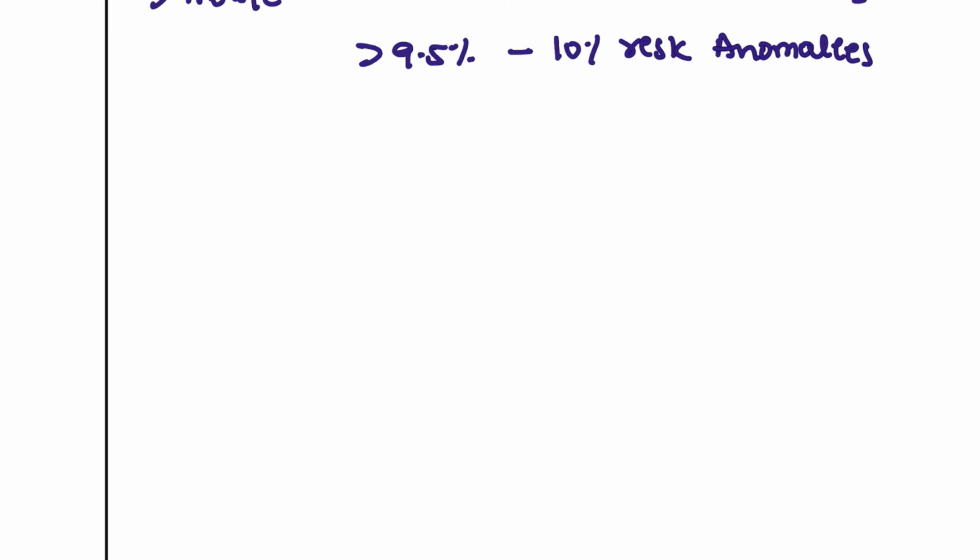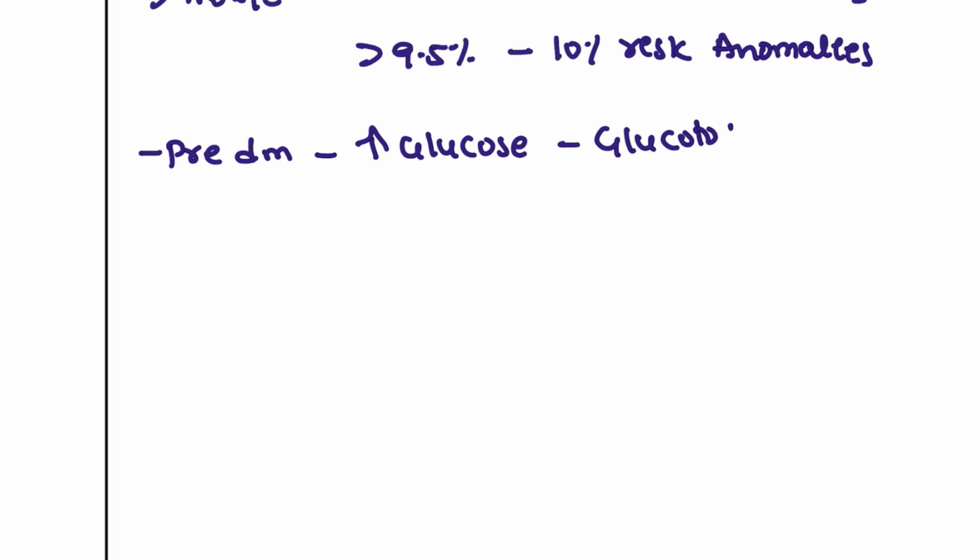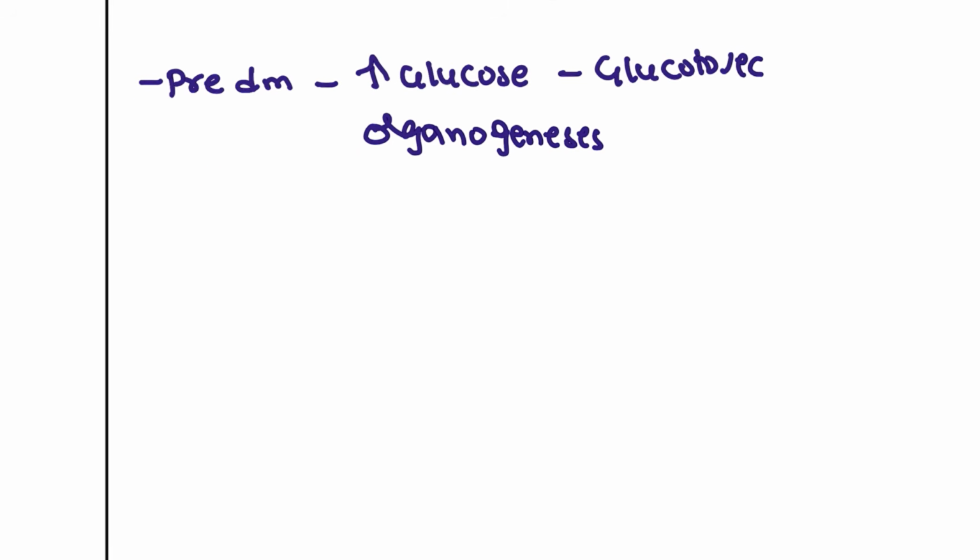Next, another thing is that congenital effects will be seen in the babies of these mothers, right? So why will these congenital effects be seen? Pre-gestational diabetes mellitus produces high glucose. The glucose is glucotoxic. Okay, glucotoxic. So organogenesis will be disturbed in these patients. That is why there are organogenesis defects.